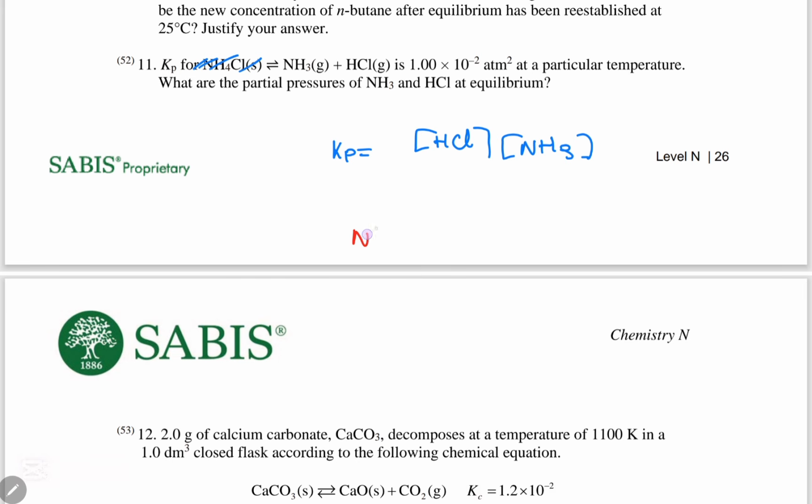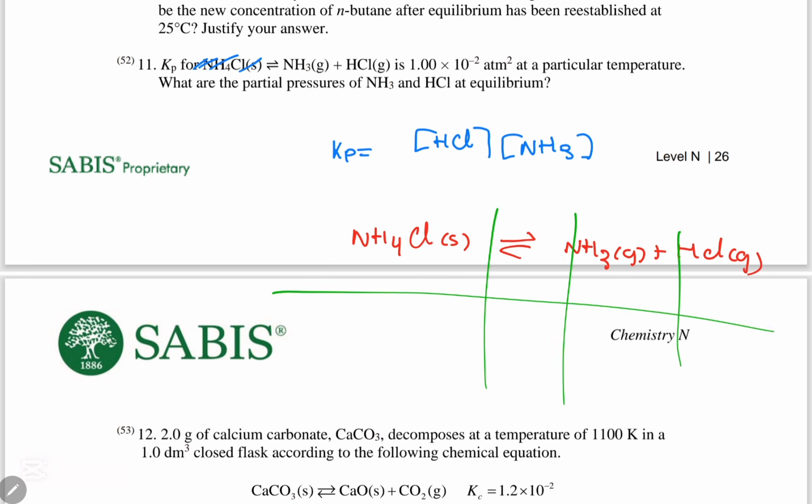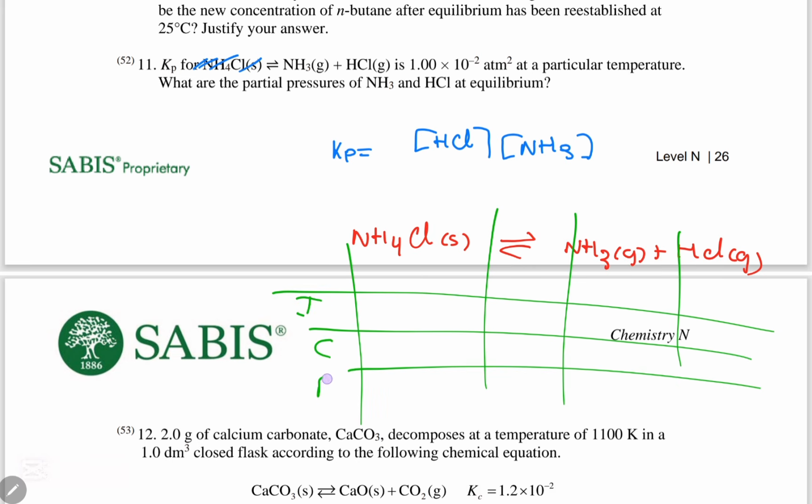So if I wrote my equation, NH4Cl solid in equilibrium with NH3 gas plus HCl gas, right? What would I end up with? Let's say this is ICE. Initially, this is 0, this is 0. This does not get anything. This does not get anything as well. So here, I add x, okay? I also add x over here. So here, I'll end up with x and x.